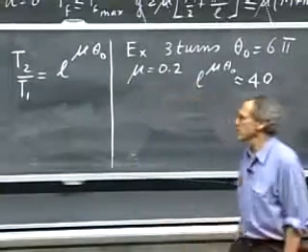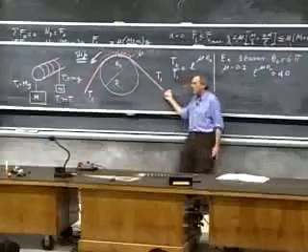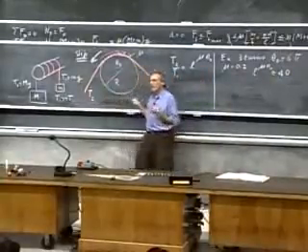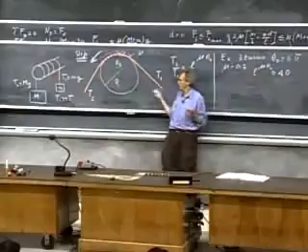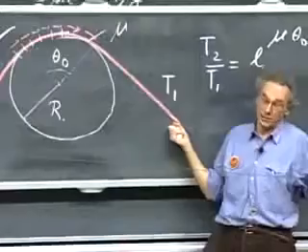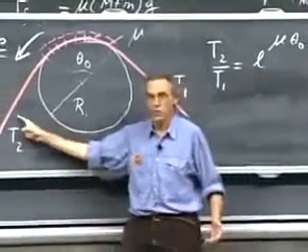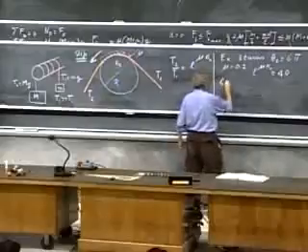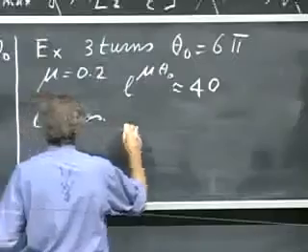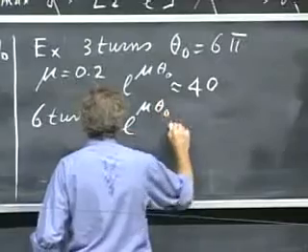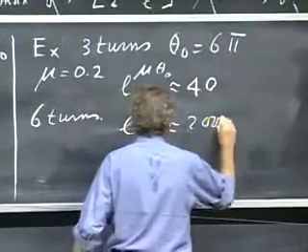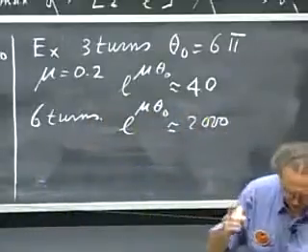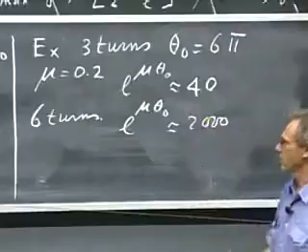So what that means is that with a force on this side which is 40 times smaller than a force on that side, I have a balanced situation. I can hold this in my hand and counter, if you want to think of it that way, a force on this side which is 40 times larger. But if I take 6 turns, then e to the power mu theta 0 will be about 2,000. 2,000. So now I can really control an elephant.